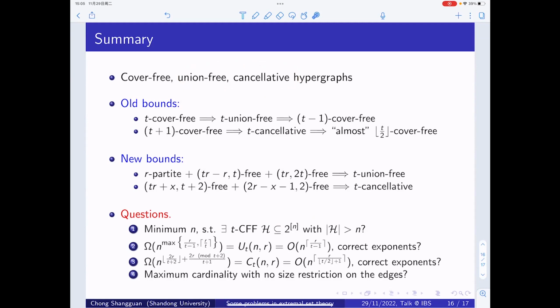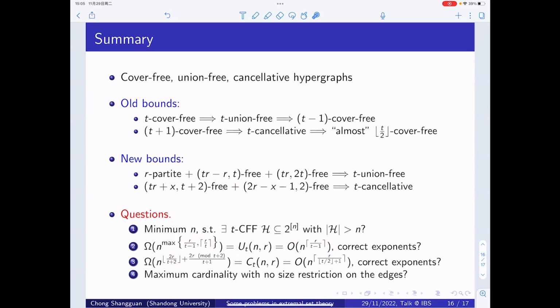First of all, as mentioned before, what is the minimum n such that there exist t-cover-free families with size strictly larger than n, which is the number of vertices. And we have these lower and upper bounds on the sizes of the union-free and cancellative families. So we can obtain some correct exponents when r and t satisfy some divisibility condition. But for most cases, we do not know the correct exponents.